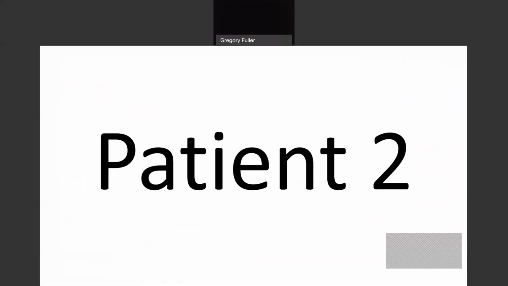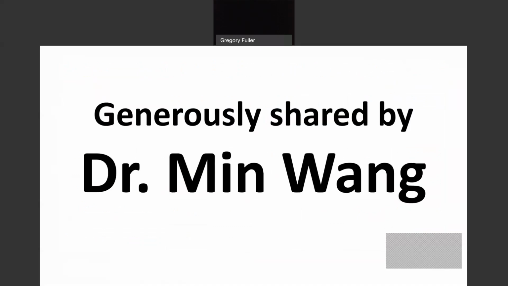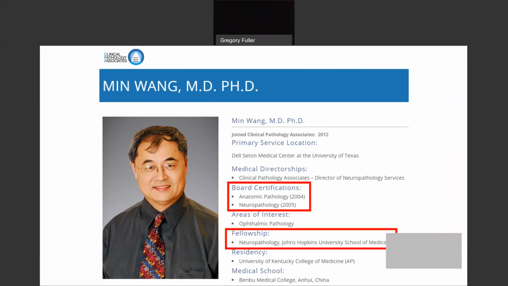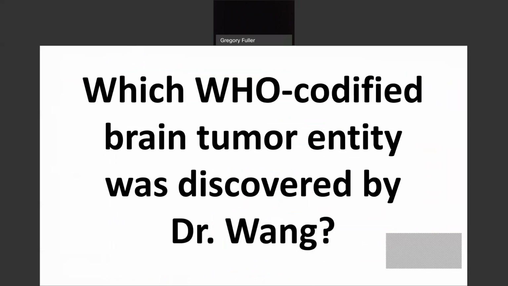I think the other one, patient 2, generously shared by Min Wang. Okay, who is Min Wang, you may ask. This is Min Wang, a good friend of mine and an excellent oncologic neuropathologist. Min, as you can see, is with the Clinical Pathology Associates, Dell Seton Medical Center of the University of Texas, where he is Director of Neuropathology Services. I want to call attention that he is a board-certified oncologic neuropathologist. In fact, under Peter Berger, during Dr. Berger's Hopkins era, he has perfect training. All right, and I want to thank Dr. Wang for sharing this case.